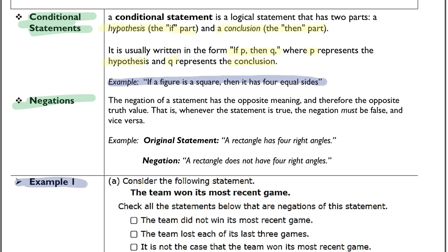Now we're going to talk about the negation of something, which, if you think of a negative, means the opposite in meaning, and therefore the opposite in what we call truth value. We'll talk about that more later. A quick example: the original statement is, a rectangle has 4 right angles. To negate that, a rectangle does not have 4 right angles. It's basically saying not whatever we said in the original statement. That would be the negation.